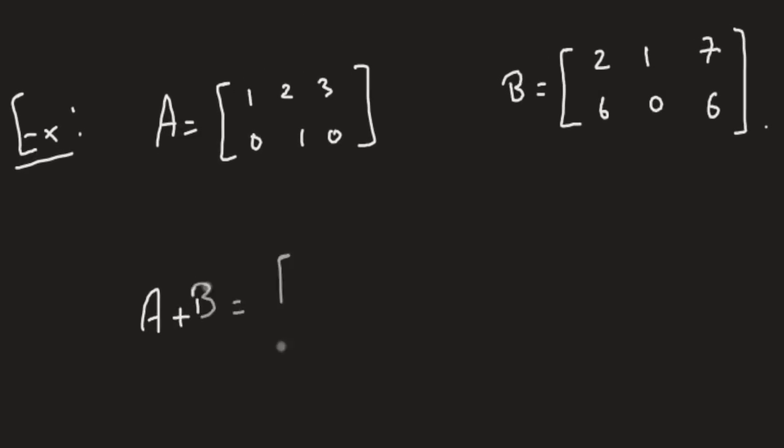A plus B is obtained by simply adding 1 and 2, 2 and 1, 3 and 7, and so on. So 1 plus 2 is 3, 2 plus 1 is also 3, 3 plus 7 is 10, 0 plus 6 is 6, 1 plus 0 is 1, and 0 plus 6 is again 6.